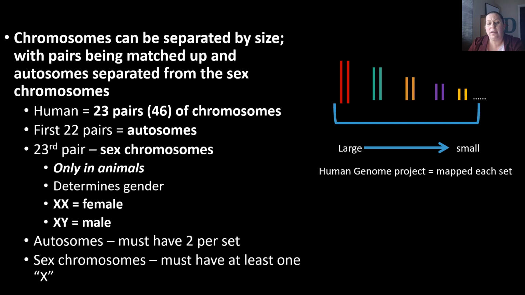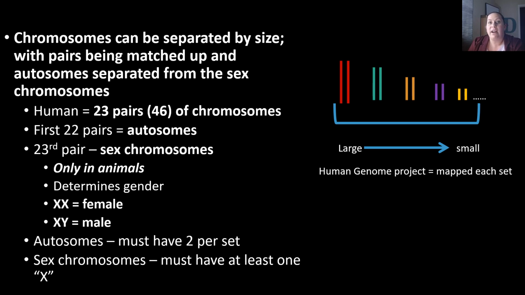And this is how they look. We do see that we can pair up these chromosomes from large to small. They get paired together based on their homologs. And this process of going through the idea of mapping all of these chromosomes, seeing them laid out, where every gene is located, is called the Human Genome Project. This started back in 1999, and it took about 11 years for them to map out the human genome.